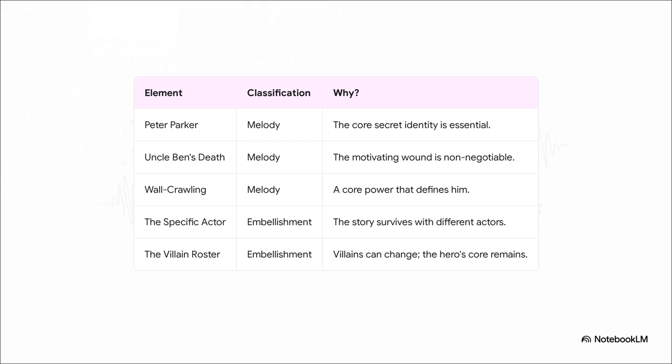Not really. But what about the actor playing him? That's an embellishment. The story works perfectly fine with Tobey Maguire or Andrew Garfield or Tom Holland. Why? Because the core melody, the real Spider-Man, is still there.